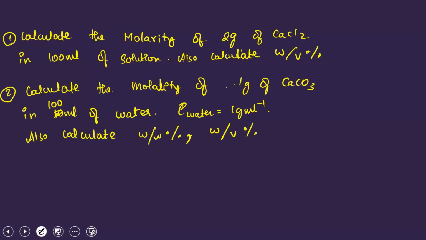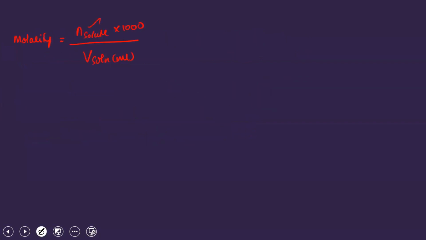For molarity, what do I need? Number of moles of solute by volume of solution in ml, so numerator into 1000, right? You are saying that in the place of number of moles of solute we should substitute this 2 gram. Is 2 gram equal to 2 moles or something? Ma'am, I did 2 by 100. What do you say? I'm 2 into 1000 by 100 into 110. What is the molar mass of calcium chloride? 110. Okay, you told 110.